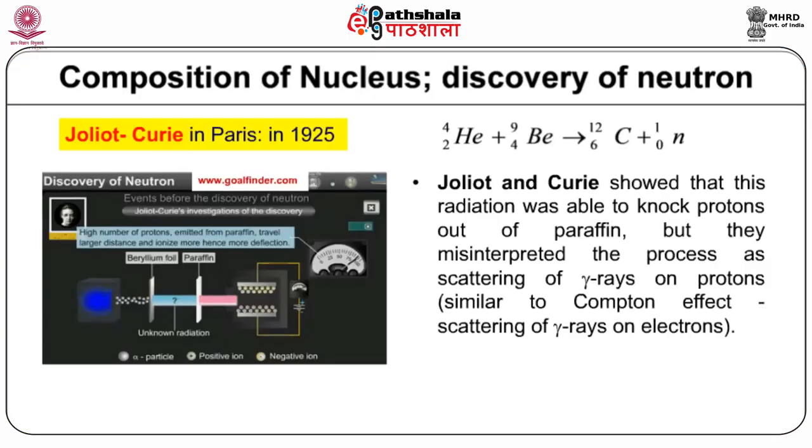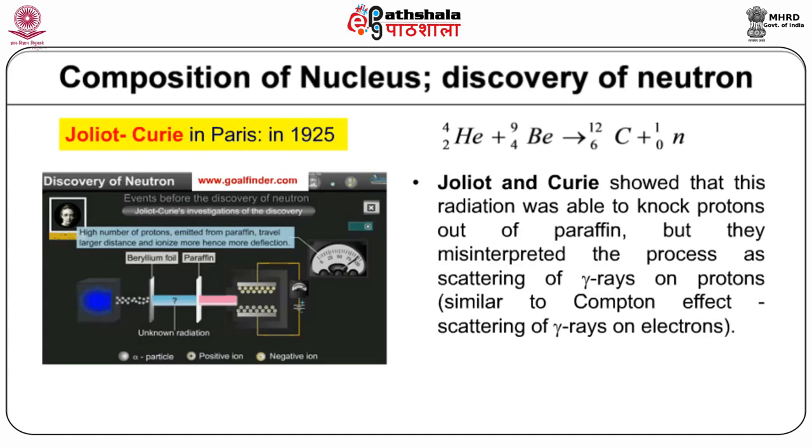Composition of nucleus, discovery of neutron. So, as in the previous slides, we have seen the previous theory of electron-proton inside the nucleus had some serious consequences and could not be justified on the basis of various issues. So, people started looking beyond that theory, and in that process, the neutron was discovered.